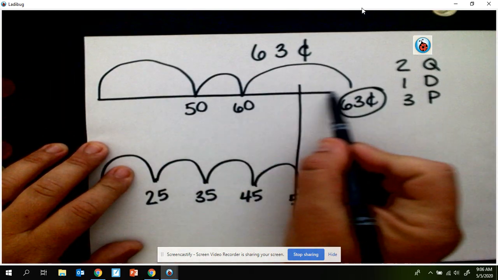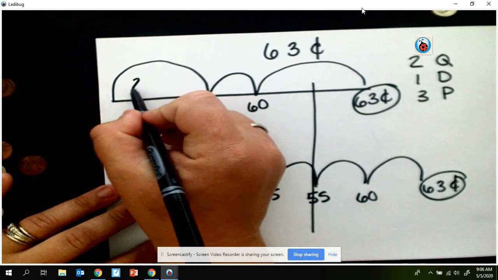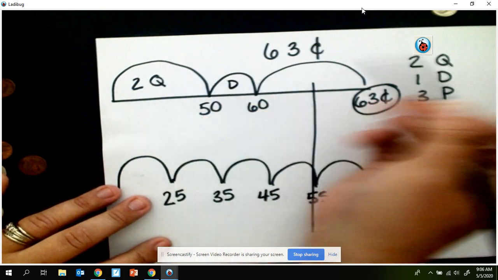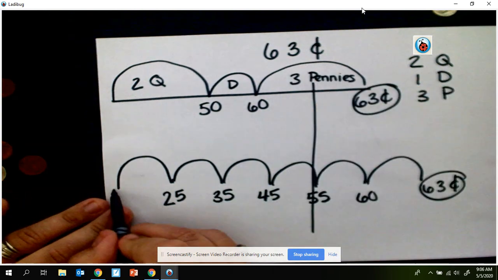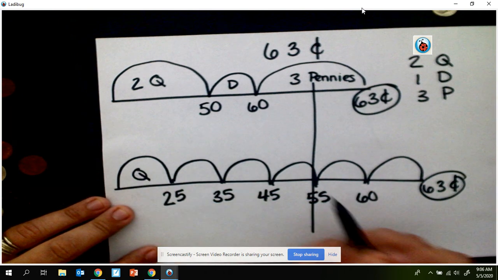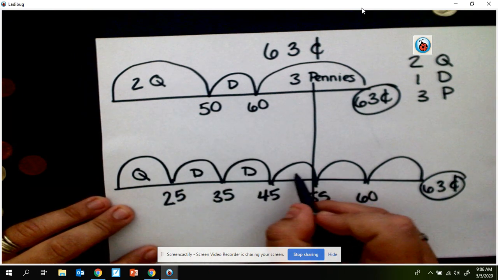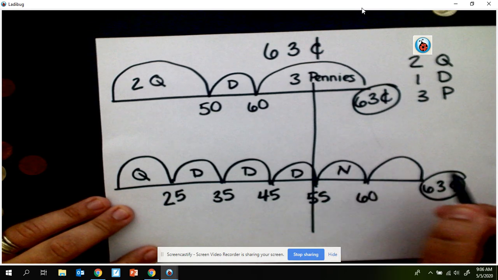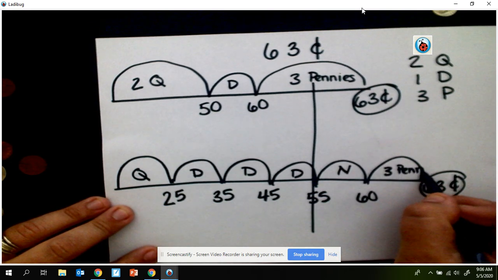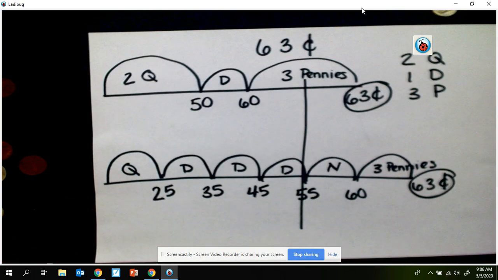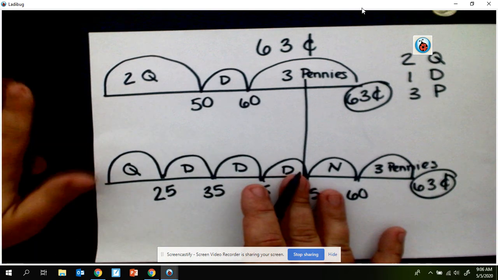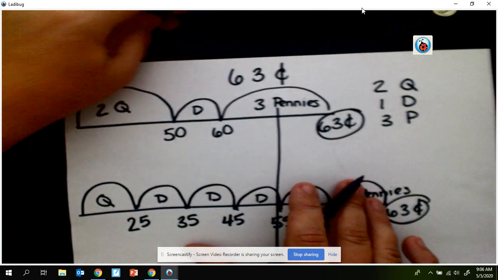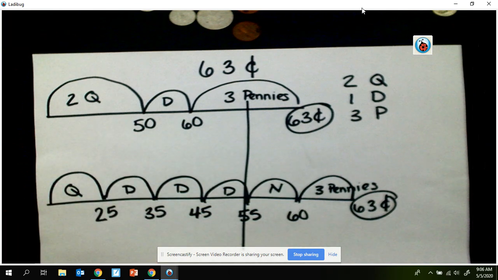Again, showing that number line, I added those 2 quarters here, the 1 dime here, and the 3 pennies here. And on here, I have a quarter, a dime, a dime, a dime, a nickel, and 3 pennies. So lots of different ways that you can show money in 2 different ways. I want you to practice this at home and maybe have a challenge with your parents, and you can maybe play a game and see who can find the most ways to make this money.